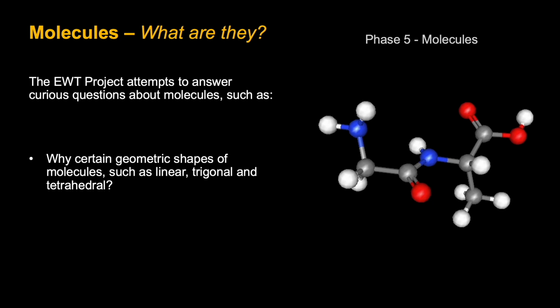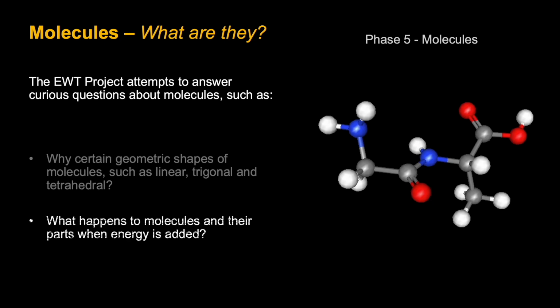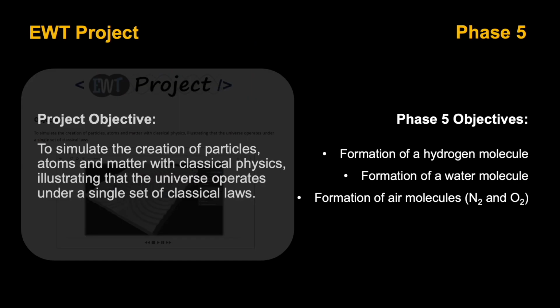And that's just some of the examples. But what are they? We know they're a combination of atoms, but the EWT project is attempting to answer some curious questions like the shapes that they form, linear, tetrahedral, and there's others. And also we're going to cover what happens to molecules and their parts when energy is added. So this becomes phase 5 of the EWT project, and some of the objectives are to form a hydrogen molecule, to form a water molecule, and also to form some of the air molecules, nitrogen and oxygen.